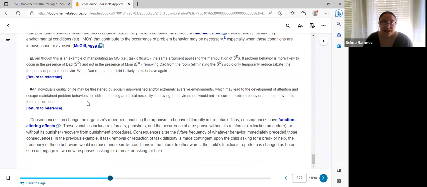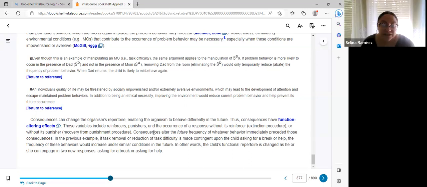An individual's quality of life may be threatened by socially impoverished and/or extremely aversive environments, which may lead to the development of attention and escape maintained problem behaviors. In addition to being an ethical necessity, improving the environment would reduce current problem behaviors and help prevent their future occurrence.